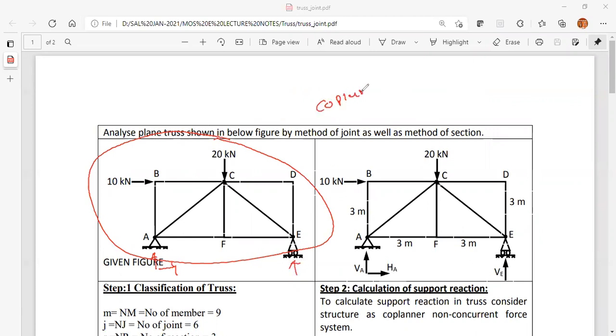Coplanar, concurrent, or non-concurrent? Chalo. If I am considering the whole geometry, in that case which kind of force system do I have to consider? Coplanar concurrent or coplanar non-concurrent force system? Chaliye, mere ko ye bataiye pehle. Please think and give me the answer. Main pura geometry consider kar raha hu, pura truss. Please think and give me the answer.